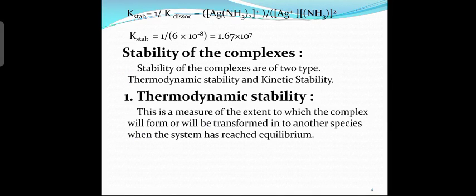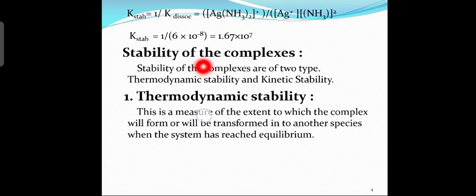Next slide. The stability constant is given by [Ag(NH3)2]+ divided by Ag+ and NH3 to the power 2. So, the stability constant is 1.67 into 10 to the power 7. You can see here the value is very high, that means it is more stable.